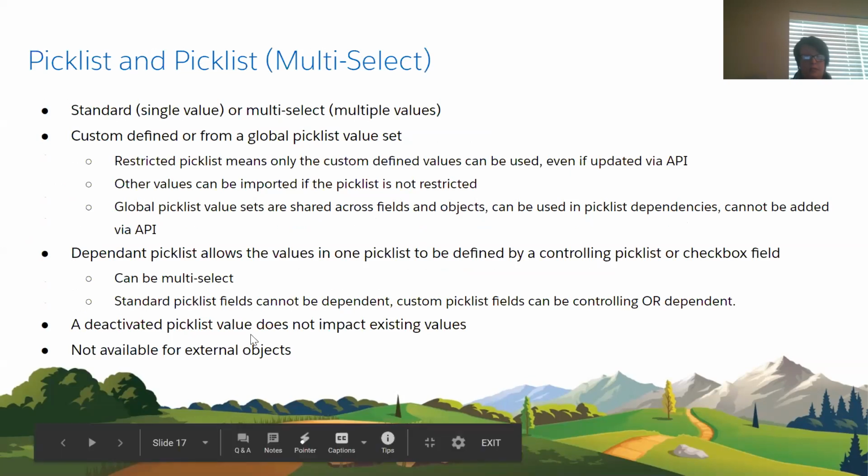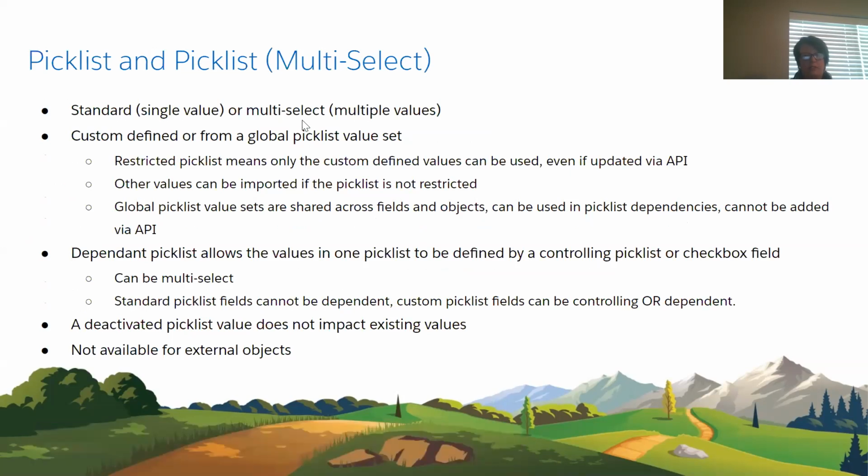Alrighty, so picklist and picklist multi-select. We can have either standard, which is a single value, or multi-select, which is multiple values. It's custom defined, or you can create a global picklist value set. You can restrict your picklist, which means that only the custom defined values can be used, even if you update via an API. Other values can be imported if the picklist is not restricted. And global picklist value sets are shared across fields and objects and can be used in picklist dependencies, but they cannot be added via API.